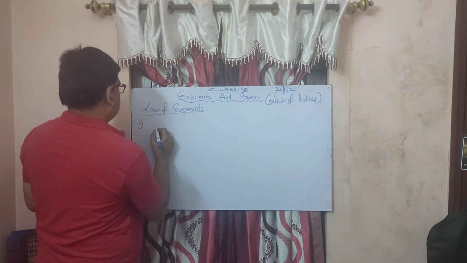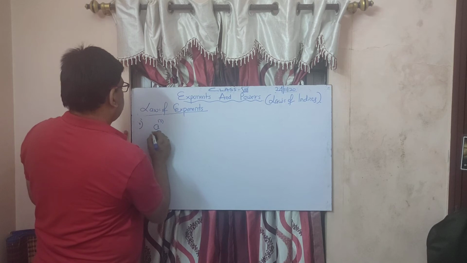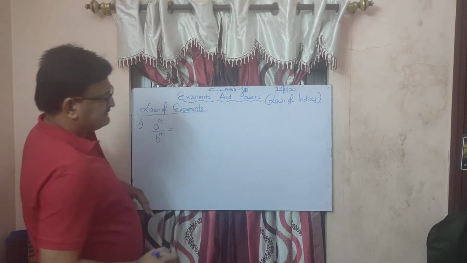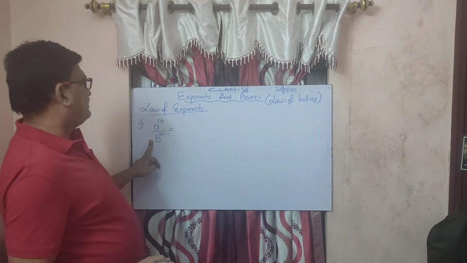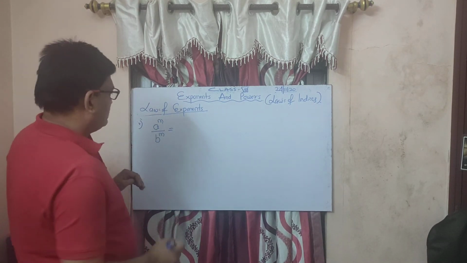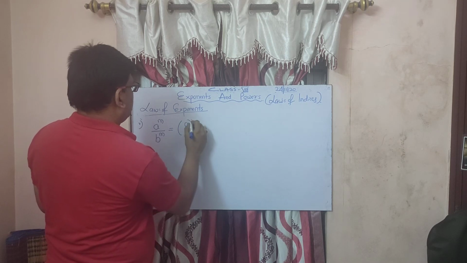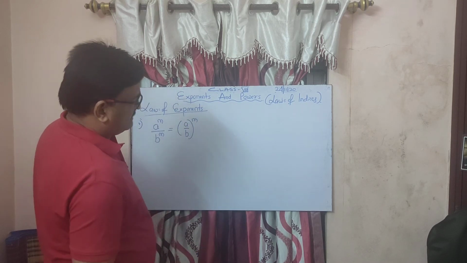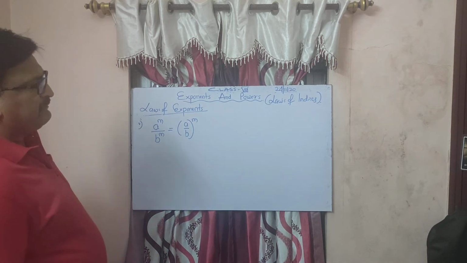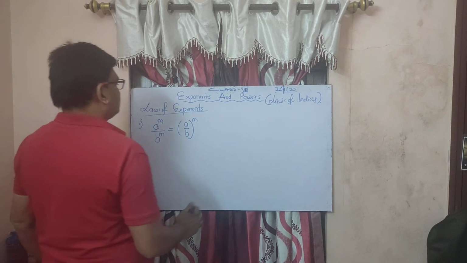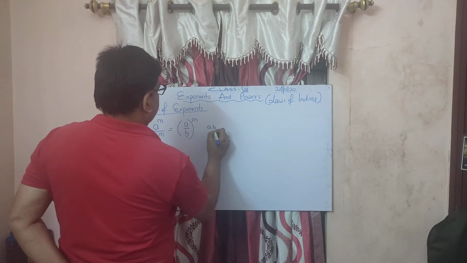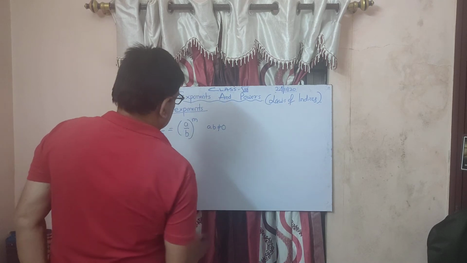Fifth law: a to the power m divided by b to the power m. Here also you can see the bases are different and the powers are the same. In that case, what you write is a divided by b, the whole to the power m. Here also, a and b cannot be equal to 0.